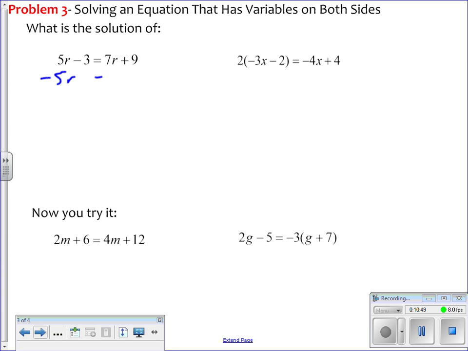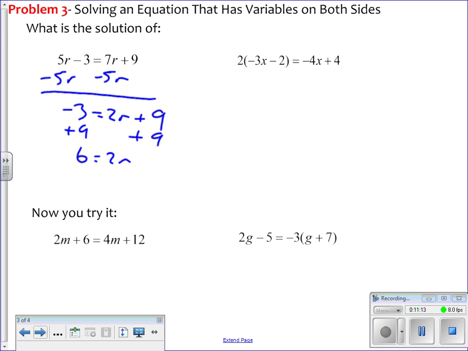Subtract 5r from both sides. And I get negative 3 equals 2r plus 9. And then we've done this. We've done several of these from here. Add 9 to both sides. 6 equals 2r.